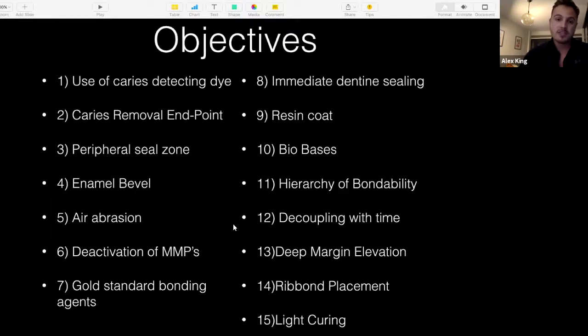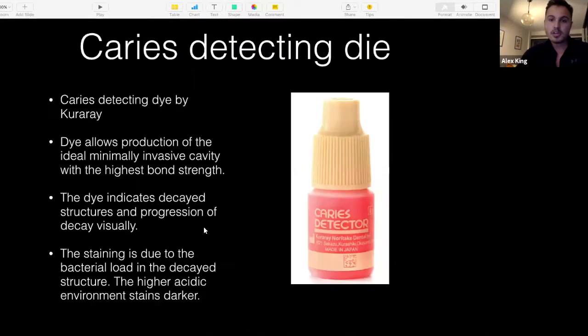So the objectives, like I said, there's 15 relative objectives, starting from how to indicate certain caries, like caries removal endpoints, which you'll go into, certain different techniques of enamel bevel, air abrasion, about bonding, and then about stresses within your composite restorations. Okay, so we'll start off with caries detecting dye.